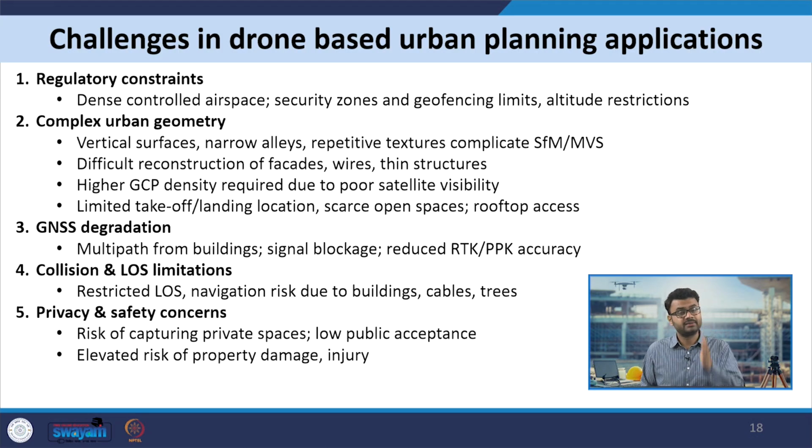Then because of this complexity of urban geometry, the GNSS signal also degrades. There is multipath from the buildings, there is signal blockage, which ultimately reduces the RTK and PPK accuracy. And because of the reduction in GNSS accuracy, that increases chances of collisions with buildings, with cables, or with trees. Then also there are concerns regarding privacy and safety. If proper permissions have not been taken, then there is always a risk of capturing private spaces, because of which there is very low public acceptance of the use of drones in urban areas. And if drones are not flown properly, then there is an elevated risk of property damage and injury to people.